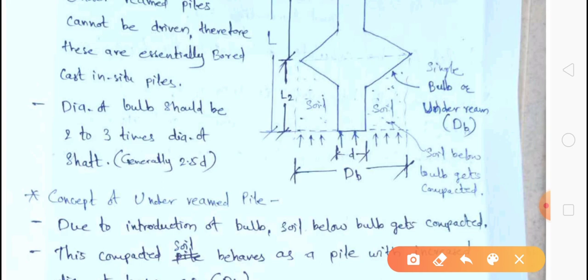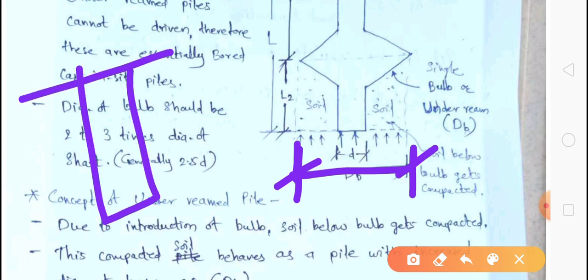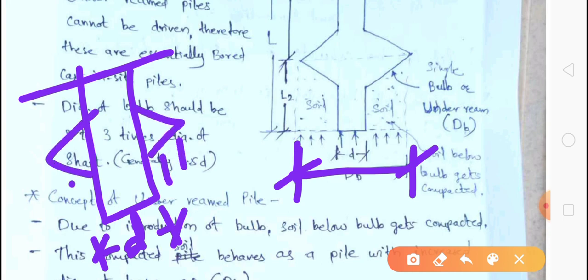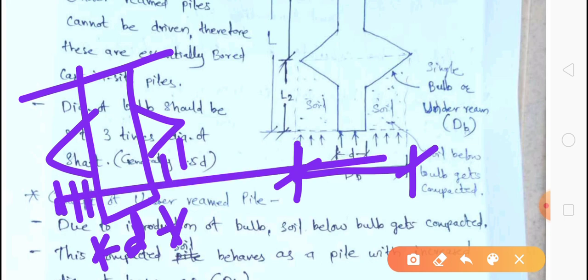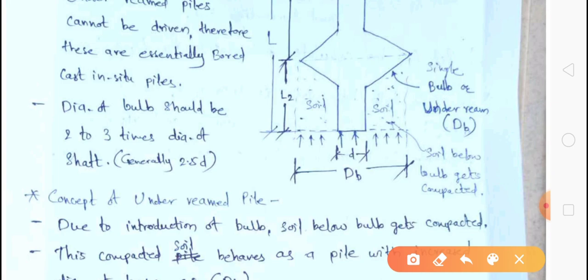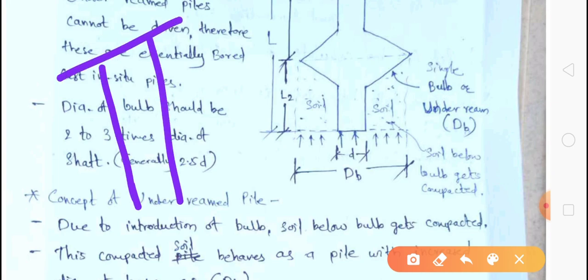And at the base the bearing area gets increased. Initially, if you consider this pile, this is the diameter D, and for this base area we calculate the load carrying capacity of the pile. Now, due to provision of this bulb, this area gets increased. I will show it again.